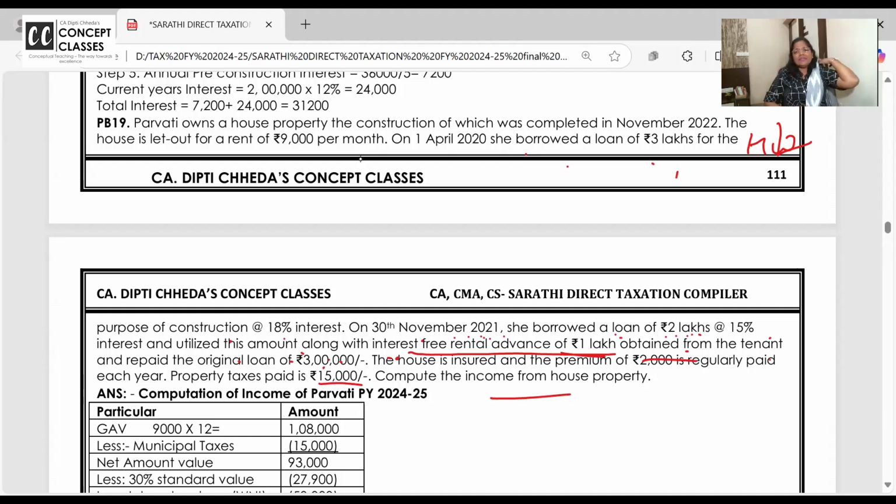It's a very small, very beautiful, nice sum where you are having 2 housing loans. First housing loan is there, 3 lakh. Again, you have taken second housing loan, 2 lakh at 15% interest. Okay. So this time both will come in the pre-construction period. Come, let's do it together.